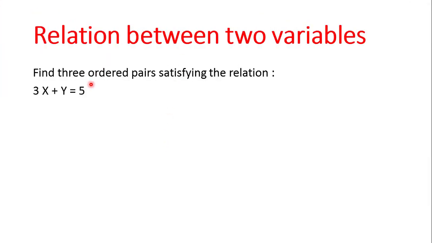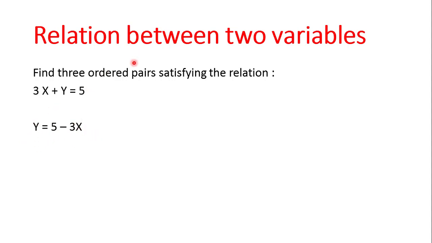Okay, here for example, find three ordered pairs satisfying the relation. What do you mean by satisfying the relation? It means if you put x here and y here, the result will be 5. Or for example, let's put y in the left hand side alone, then y will be 5 minus 3x. We will move 3x to the right hand side with an opposite sign. So y equals 5 minus 3x.